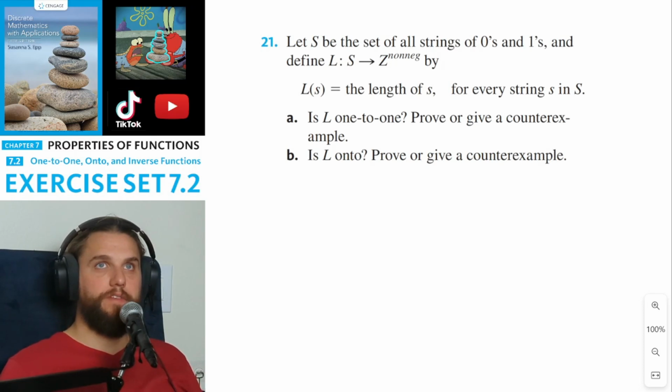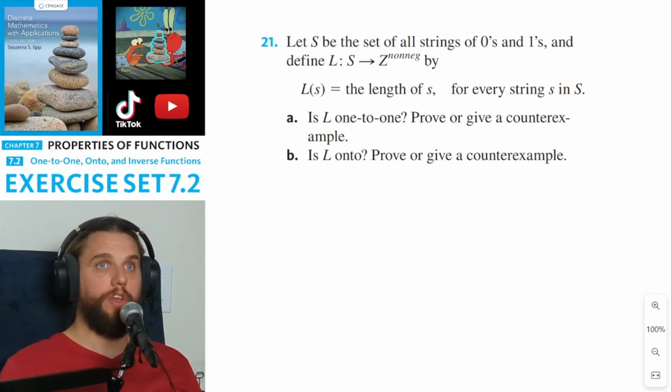Let S be the set of all strings of zeros and ones, and let L be the function from S to the set of all non-negative integers. Those are the integers greater than or equal to 0. By definition, L of s equals the length of s for every string s in S.